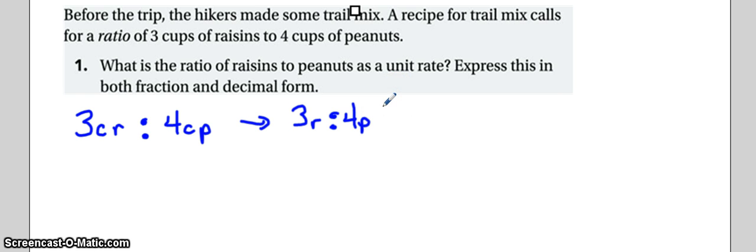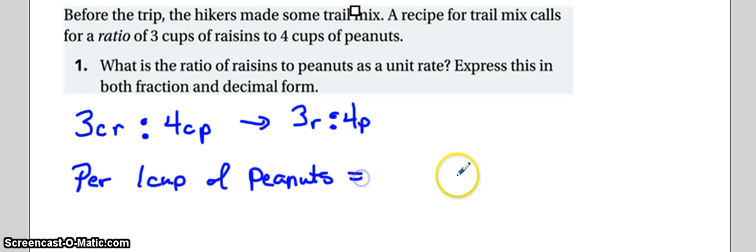So we're going to do it in terms of the peanuts. For the peanut unit rate, that means we want to turn the peanut number into 1, like how many cups of raisins we need per cup of peanuts. So we're going to say per 1 cup of peanuts.